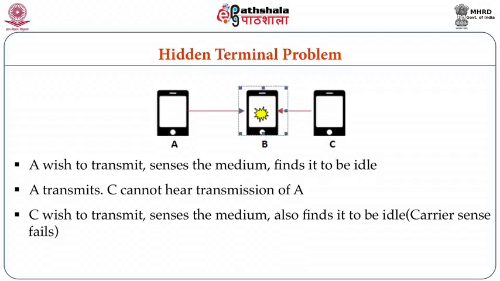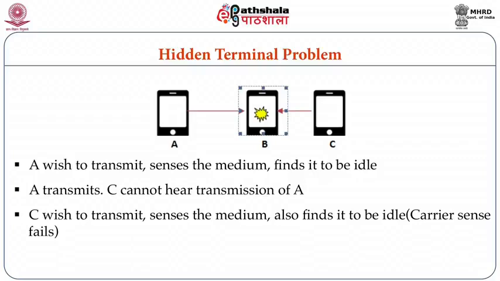No problem. But the problem occurs when C also wishes to transmit and it also senses the medium to be idle. Why? Because it is not sensing the transmission of A. So it will in no way understand that A has transmitted, and when it senses the medium, it will find it to be free. So here carrier sense fails.